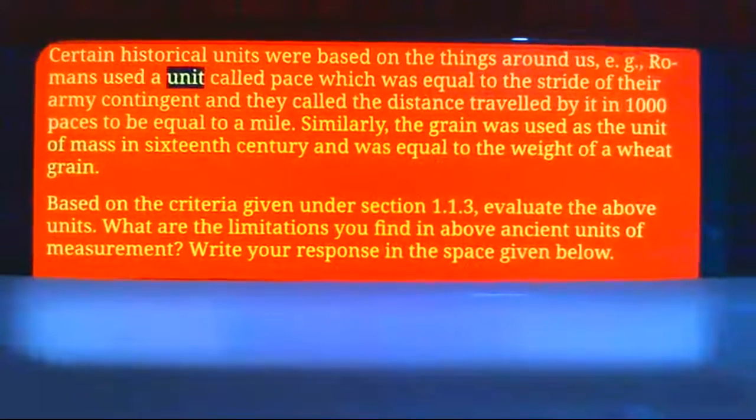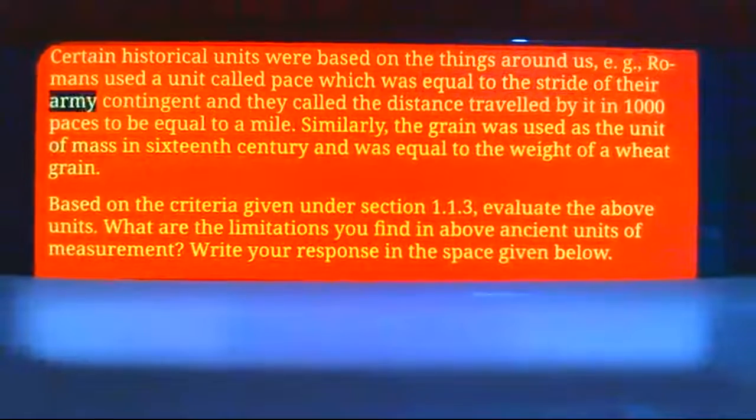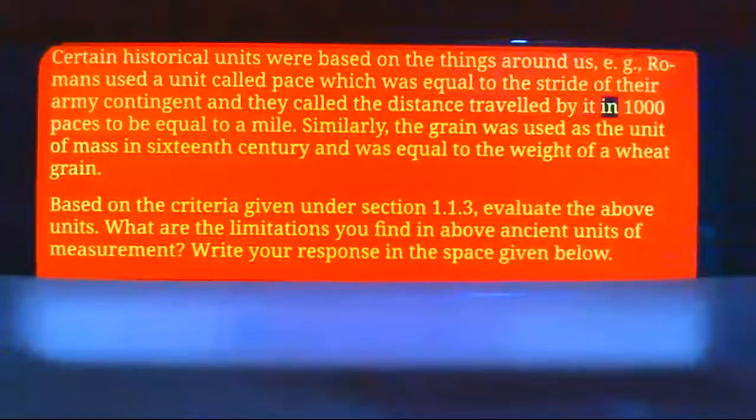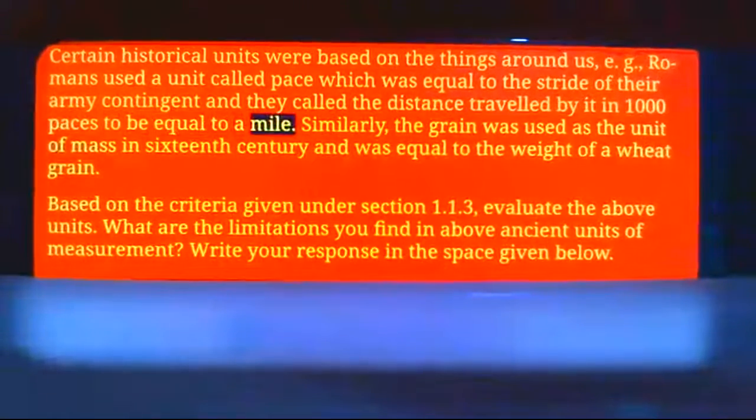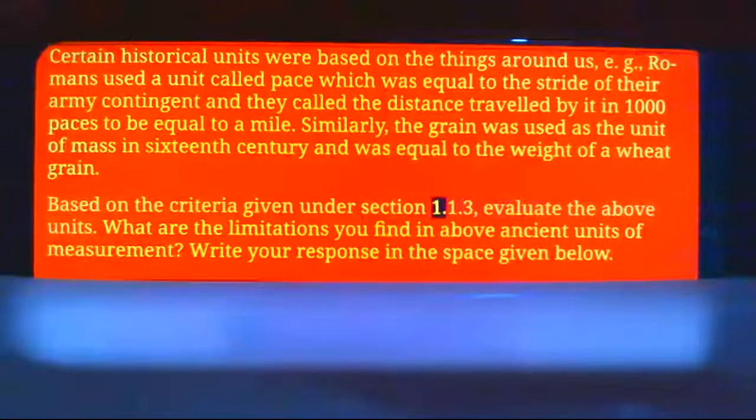The Romans used a unit called pace, which was equal to the stride of their army contingent, and they called the distance traveled in 1,000 paces a mile. Similarly, the grain was used as the unit of mass in the 16th century and was equal to the weight of a wheat grain. Based on the criteria given under section 1.1.3, evaluate the above units.